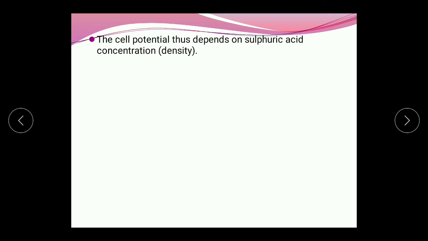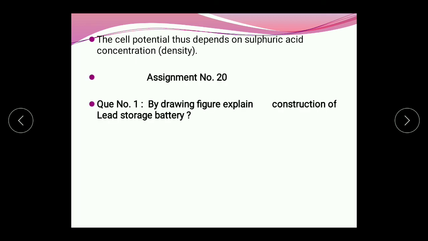So, today's assignment will be like this. You only have to explain the construction of the lead storage battery by drawing a figure. The question about discharging and recharging reactions I will ask in the next session. In the next session, we will just revise what happens at discharge, and then we will see in detail the recharging reactions. Understood? So, thank you.